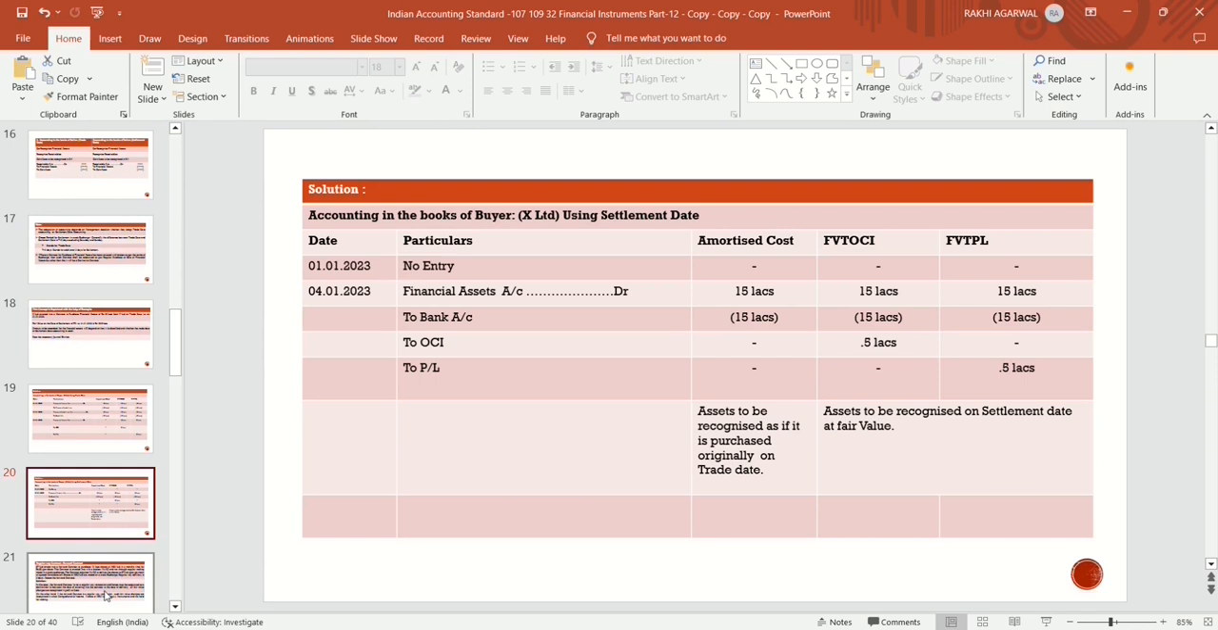So financial asset account debit 15 lakhs to bank account 15 lakhs, and in case of FVTOCI it will be transferred to OCI 50,000. And in case of FVTPL, financial asset account debit to bank to P&L, that is 15 lakhs, 15 lakhs and 50,000. Means in case of amortized cost, the asset is recognized as if it was purchased originally on the trade date. And in case of FVTOCI and FVTPL, the asset is recognized on the settlement date at fair value.